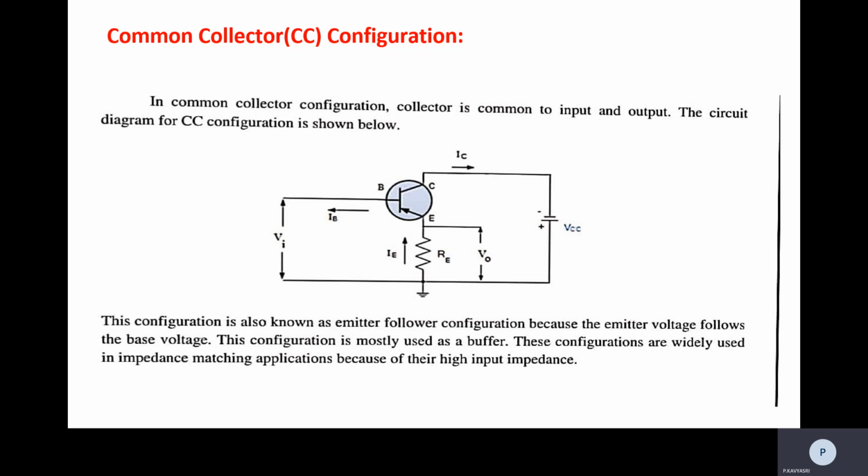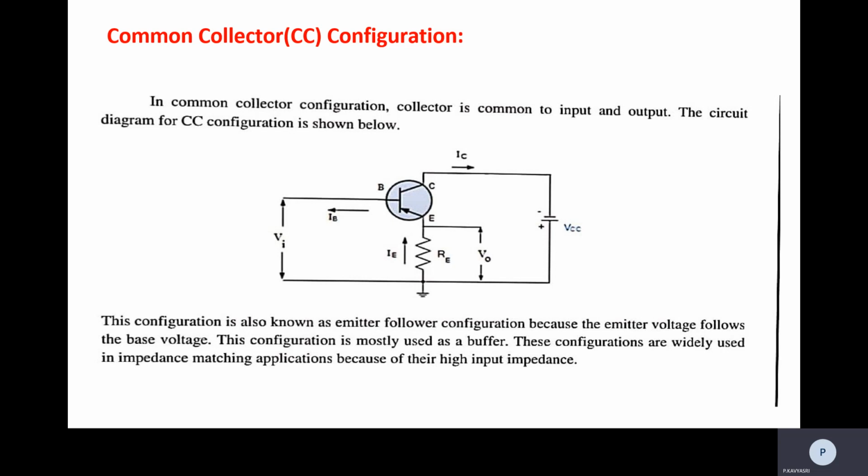In common collector configuration, the collector is common to both the input and the output. And the circuit diagram is like this. Here the collector is common to the input as well as the output. Just observe the circuit diagram. We can also call it an emitter follower configuration because here the emitter voltage follows the base voltage. If you observe the diagram, the emitter voltage follows the base voltage.